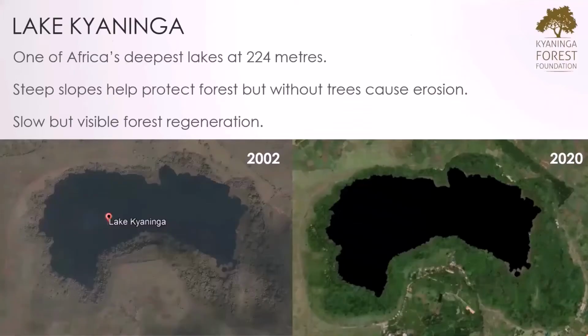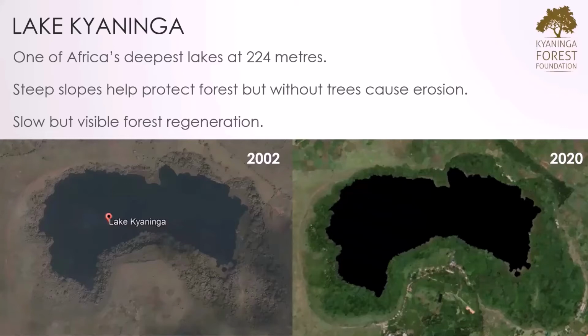This is just to show you the transformation that's taken place within the lake. Lake Kyaninga is one of the deepest in the whole of East Africa, and like many of the volcanic crater lakes, has extremely steep slopes. And over the years, this has had advantages and disadvantages.